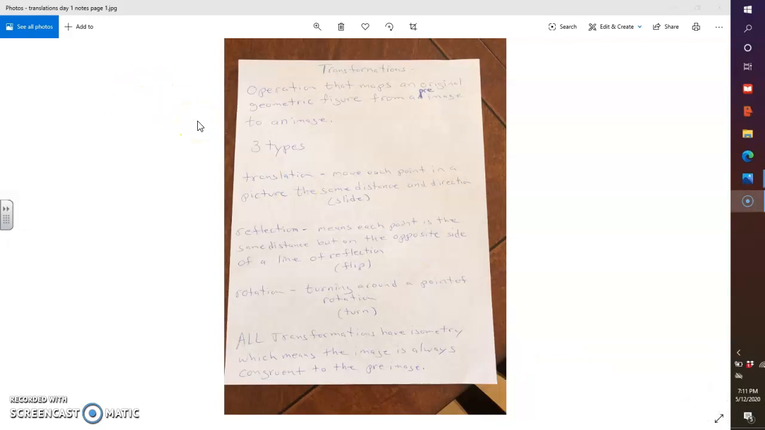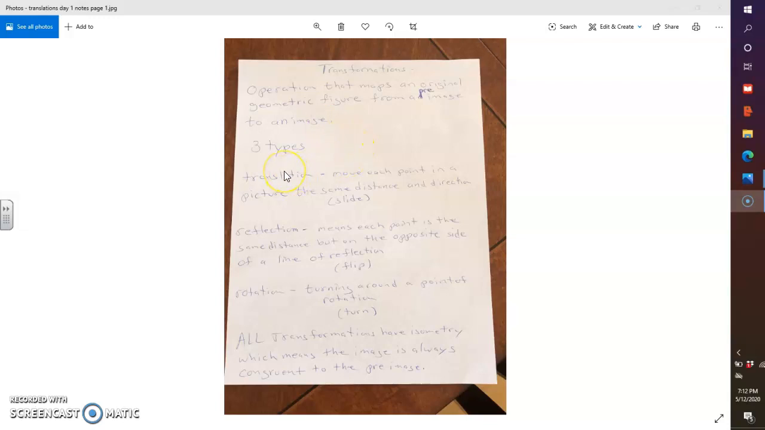All right, guys, we're going to move on to transformations, and there's three types: translations, reflections, and rotations, which you see below there. Essentially, a transformation is an operation that maps an original geometric figure. The original figure we refer to as a pre-image. That's why I put the little "pre" up there. And then the new image is just the image. So the image is the second figure we're getting.